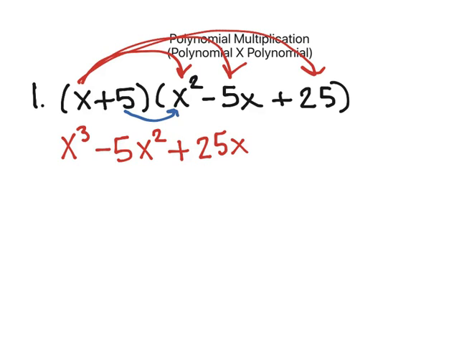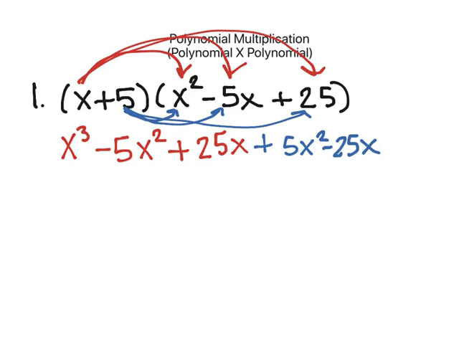5 times x squared is positive 5x squared. 5 times negative 5x is negative 25x. And then 5 times 25 is 125. Now I combine like terms. So x cubed doesn't have a friend. It just stays x cubed. Nothing to combine that with.